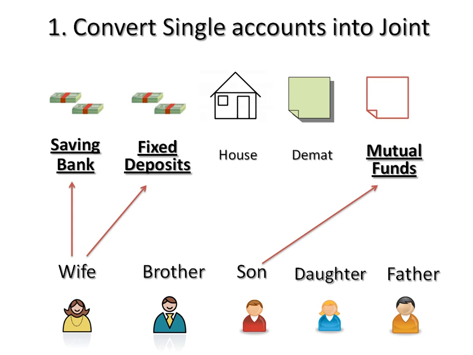In this manner, what you should do is that you should list down all your assets, you should list down all the family members and see that right now at this moment, if you are very clear that you want someone to have access to a particular asset, you can convert that account into a joint account. So this is the first step you should do.